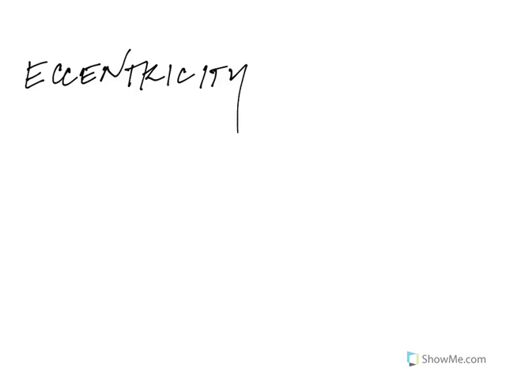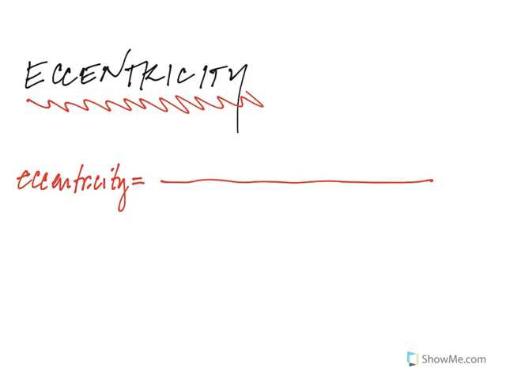A quick supplementary video to conic sections. We need to talk about eccentricity. This comes up occasionally in conic sections. It becomes more important the deeper you get into these shapes. But eccentricity is defined as the ratio of two measurements.